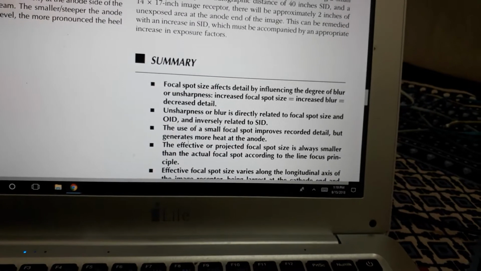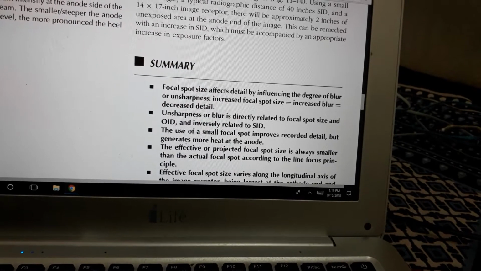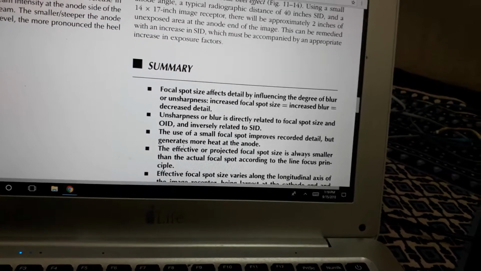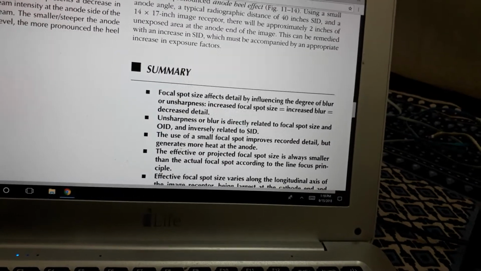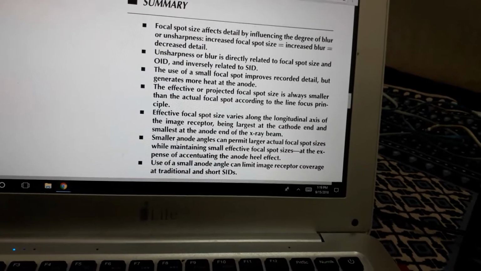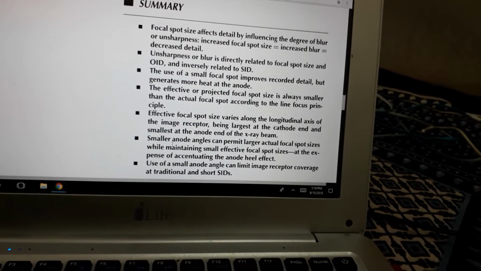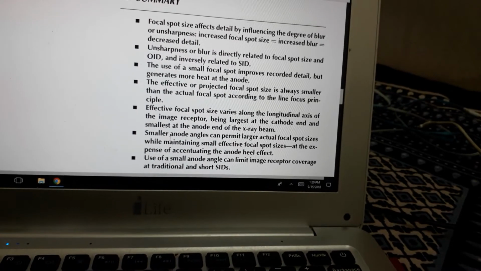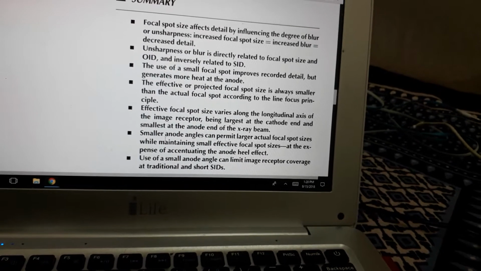The effective or projected focal spot size is always smaller than the actual focal spot size, according to the line-of-focus principle. The effective focal spot size varies along the longitudinal axis of the image receptor, being largest at the cathode end and smallest at the anode end of the X-ray beam.